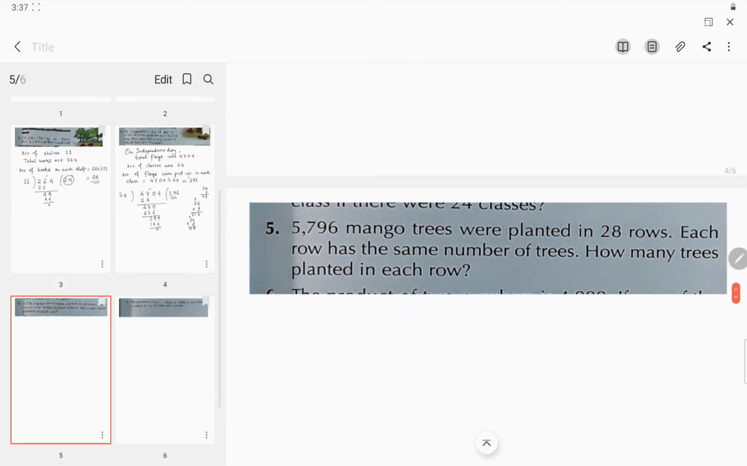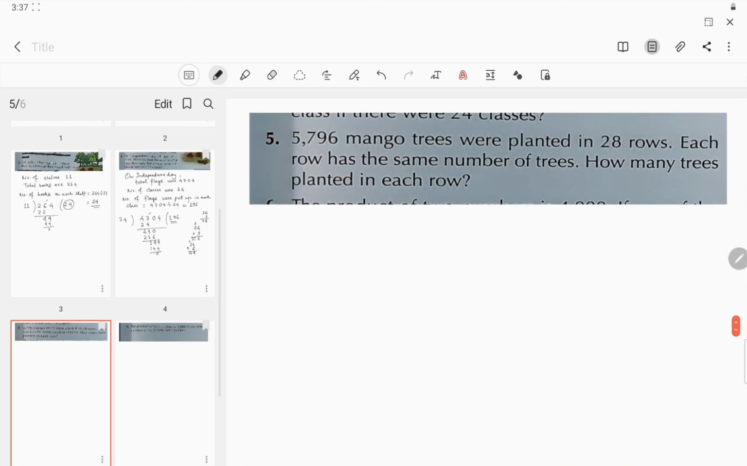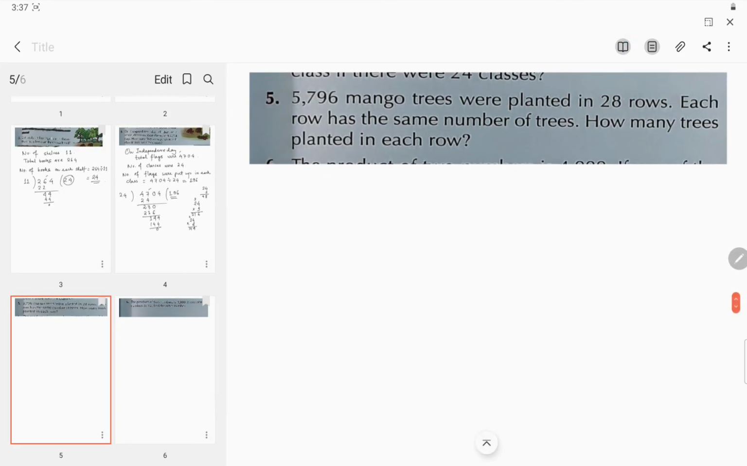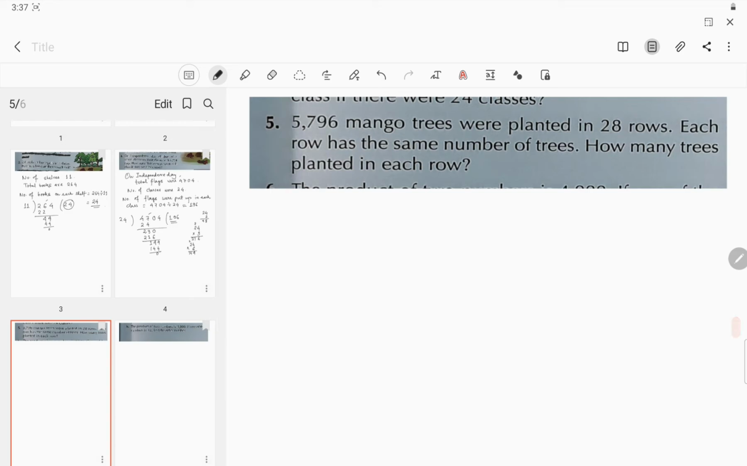Okay, now question number 5. 5796 mango trees were planted in 28 rows. So each row has the same number of trees. So how many trees were planted in each row? Easy question. And we will apply the same logic.